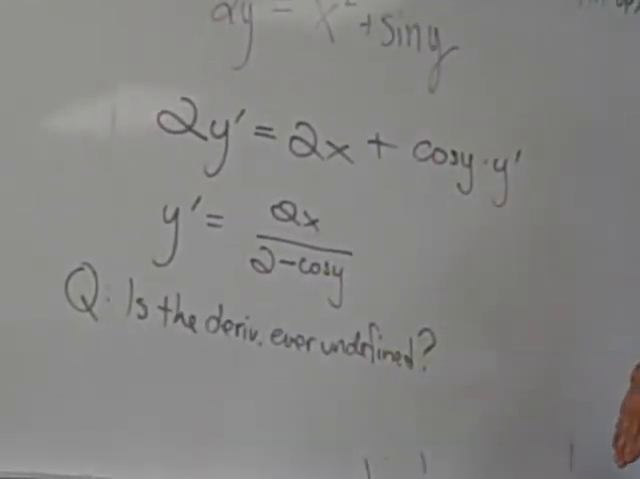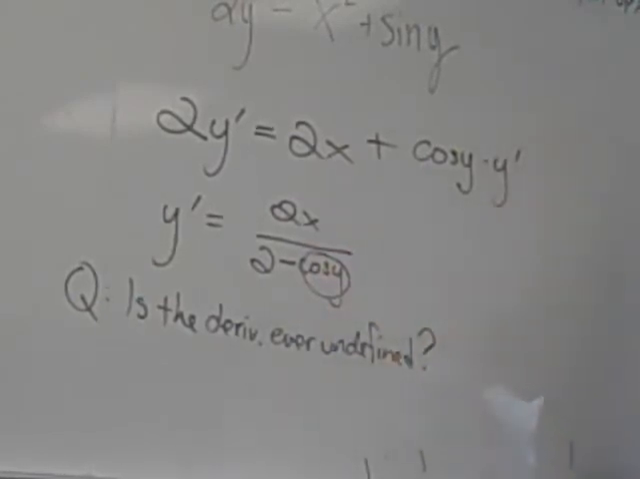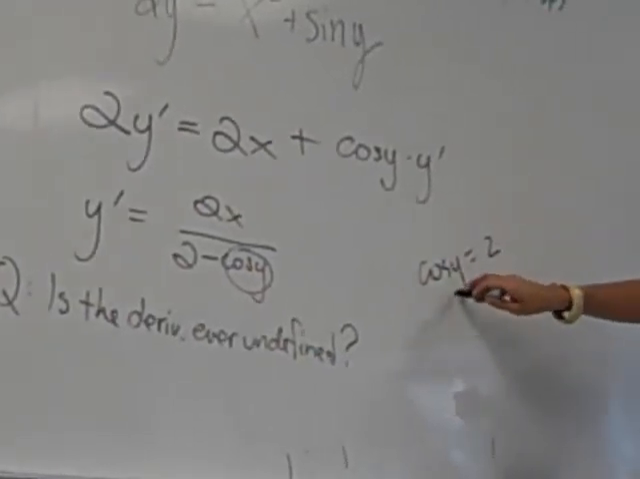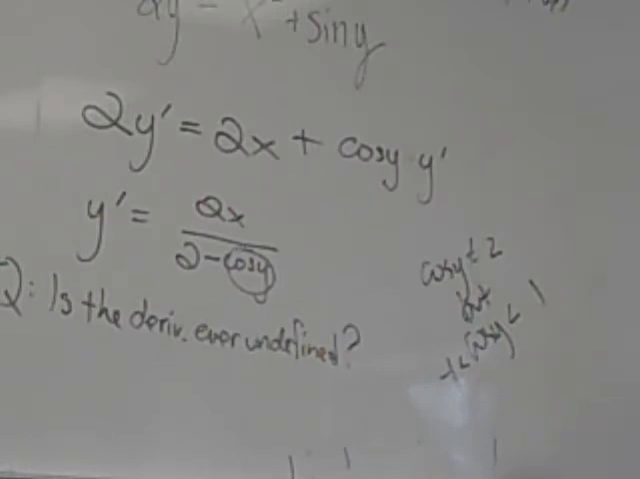So for this to be undefined, this would have to equal 2. To be undefined, I'd need 0 in the denominator. To get 0 in the denominator, the cosine of y would have to be 2. But it's never going to happen because the cosine of a variable is always going to be between 1 and negative 1. So it's never going to be 2, so I'll never have an undefined derivative.